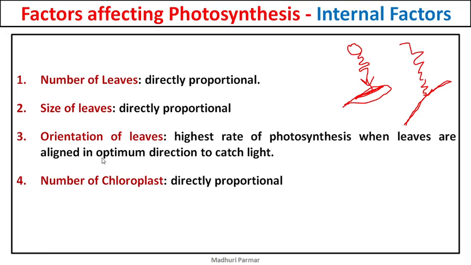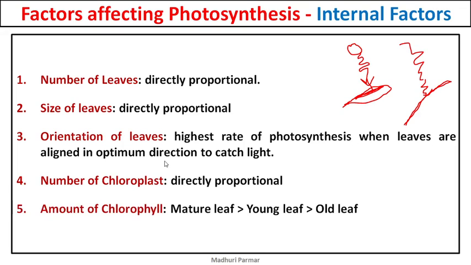It depends on the number of chloroplasts. If there are a higher number of chloroplasts, then there will be more photosynthesis. If there are fewer chloroplasts, there will be less photosynthesis. It also depends on the amount of chlorophyll in the chloroplast.